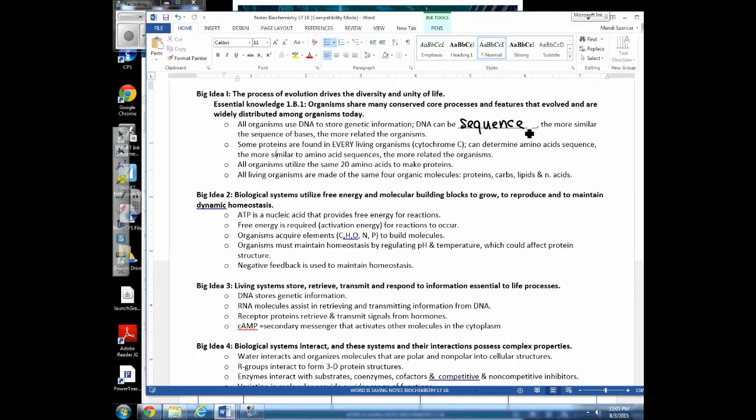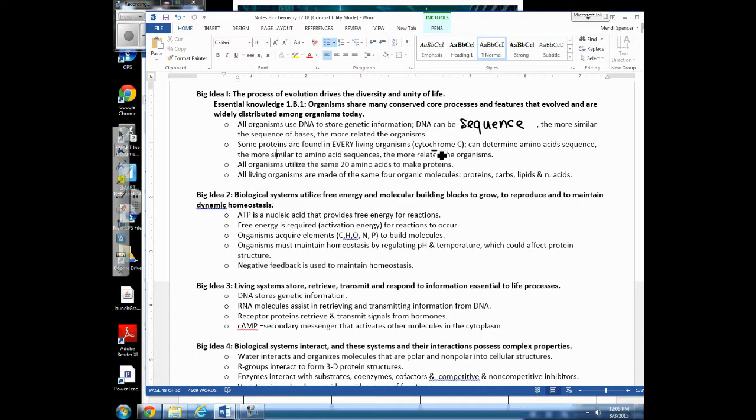We can sequence DNA, which means determine the order of bases, and we can compare the order of bases from one organism to the next and see how related they are to one another. Another commonality between all organisms are some proteins, like cytochrome C. Since all organisms have this molecule in common, we can sequence the amino acids to determine genetic relatedness. The more similar the sequence of amino acids between 2 different organisms, the more related they're going to be.